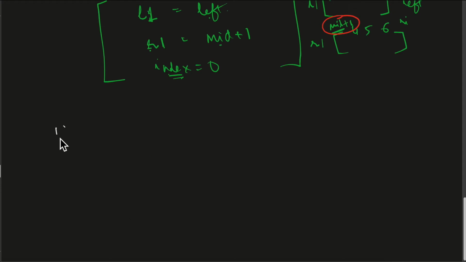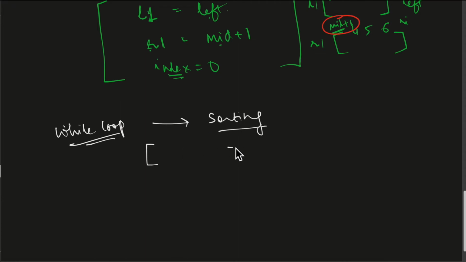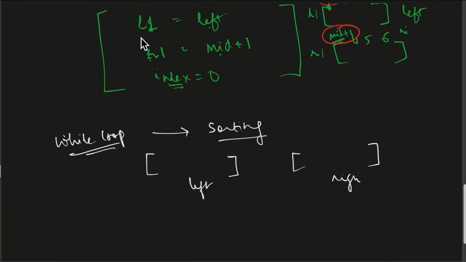After we have defined these pointers, it's just about having a loop. And within this loop, we are going to have the sorting logic. What is the sorting logic? Nothing complicated. The left and right subarrays are there with us, and these are the pointers that we have.